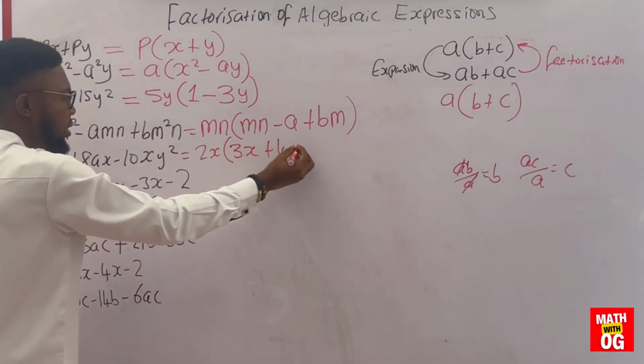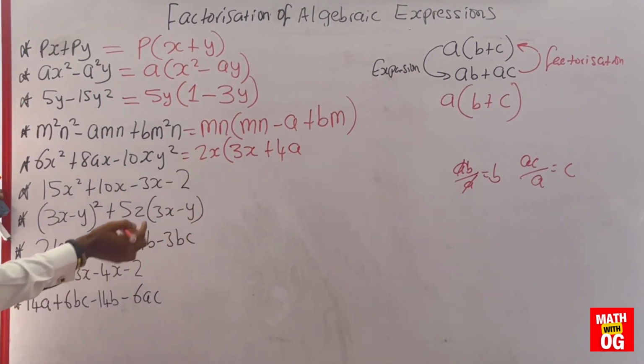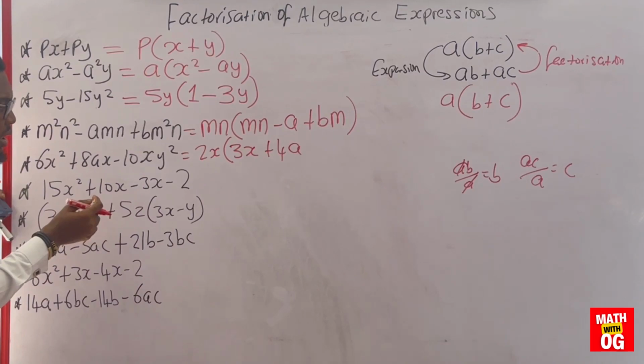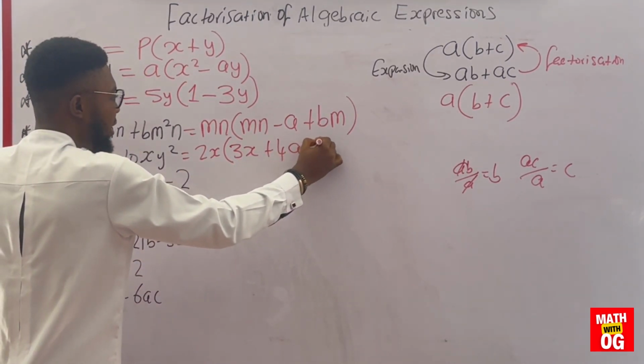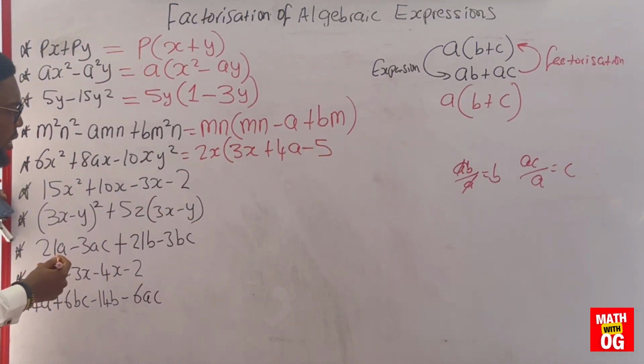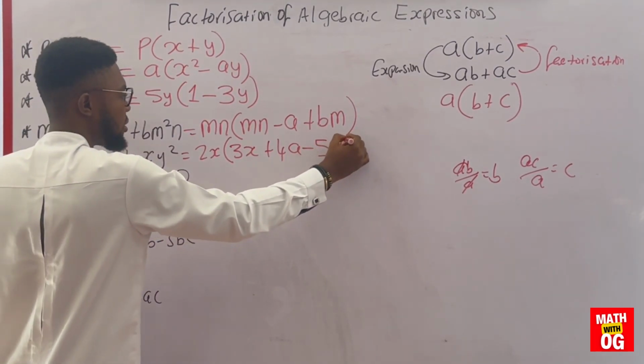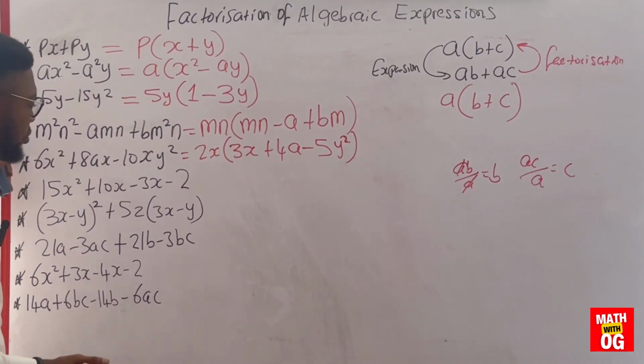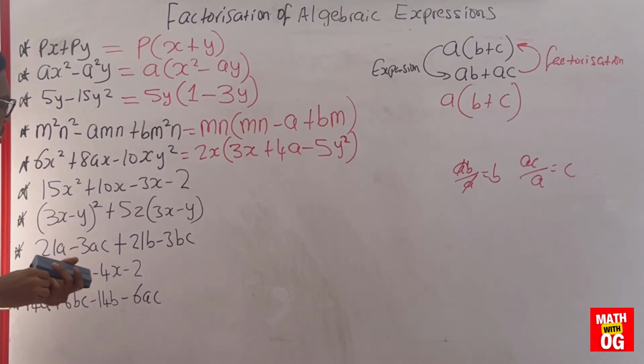Then you have a. Then the x will cancel x. So 2x times 4a is 8ax. Then 2x into negative 10xy squared. You have a negative 5. The x will cancel x and you'll be left with y squared. So that is negative 10xy squared. Now over to the next question.